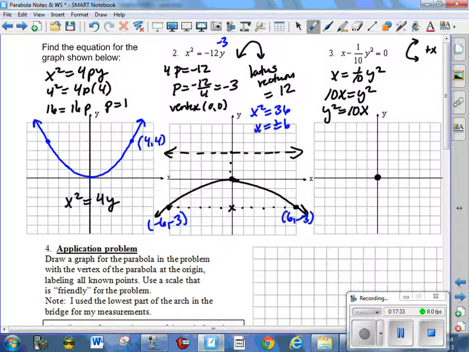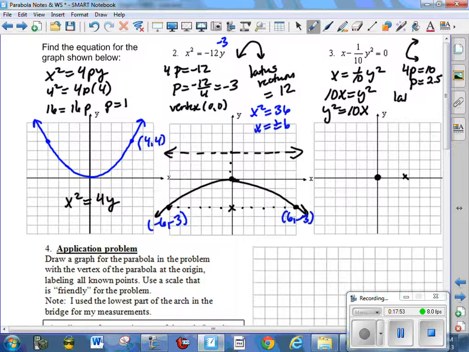That plus x might be confusing to people, so I'll just draw the direction. 4p is equal to 10. We're going to get a p that's not a nice integer, but that's okay. You can handle it. So p is equal to 2.5. So we're going to go 2.5 for the focus. 4p is also the width.